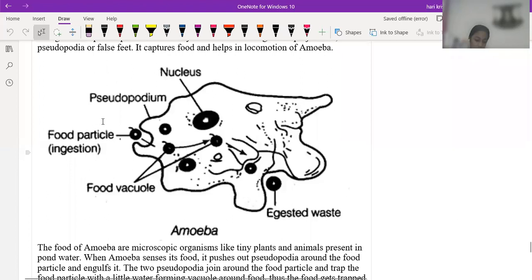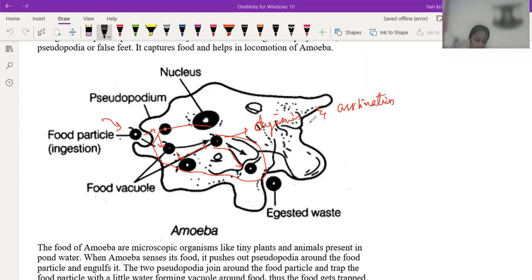First here, the food particle has entered. Sir, it will ingest food there. From here, the food particle has entered. It went to here. It went to here. The food vacuole has been created. During this complete process, what will happen? Digestion takes place, right? Yes, sir. Sorry, digestion as well as assimilation will take place.